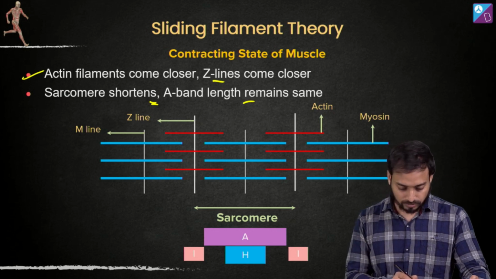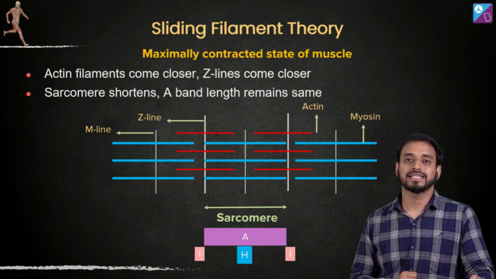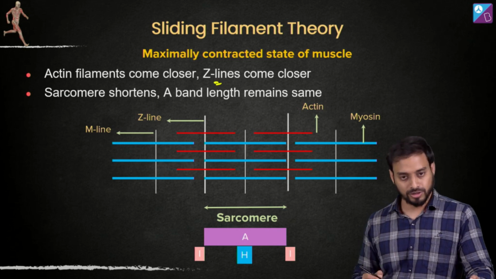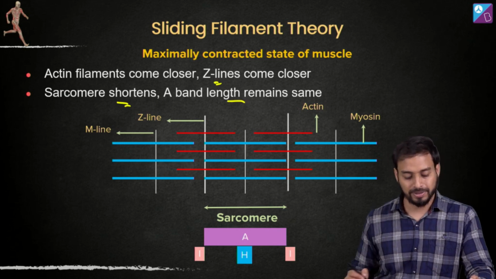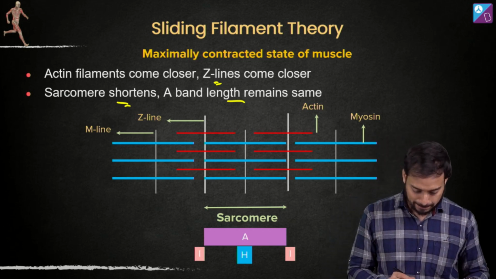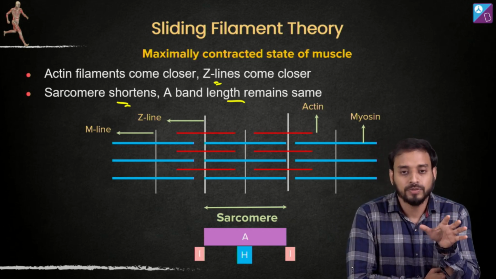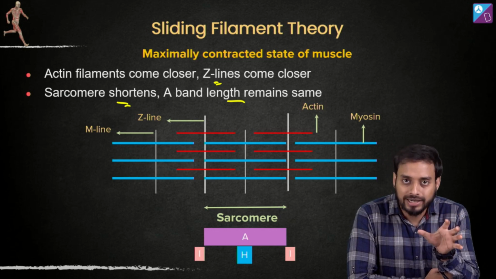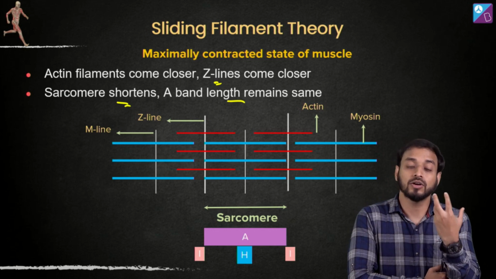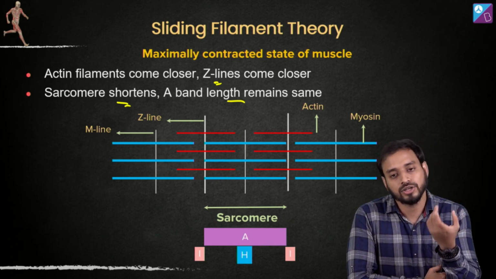Okay, what has happened here, you can see, the Z lines came close. Actin filaments came closer, Z lines came closer and sarcomere shortens, A band remains the same. Did you see? The sarcomere became smaller, right? Okay. Now what you're seeing on the screen for this condition, this is the maximally contracted state of the muscle. It can contract only this much, contraction will not go beyond this. This is the maximum contraction which can happen.